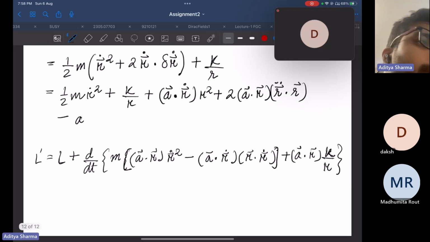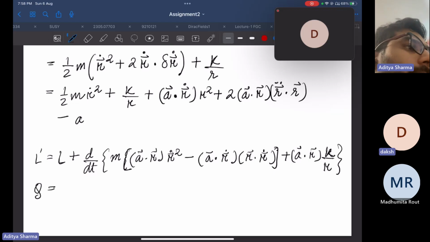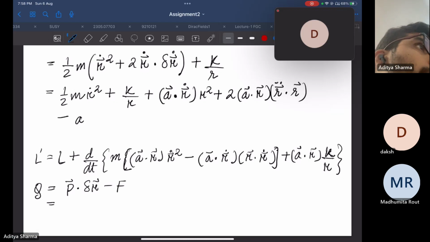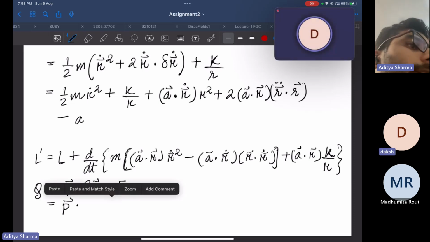So the point which I want to make is this: Q is the conserved quantity. So the P vector times delta R vector minus F. F is this thing is equal to this. This is P vector dot delta R.